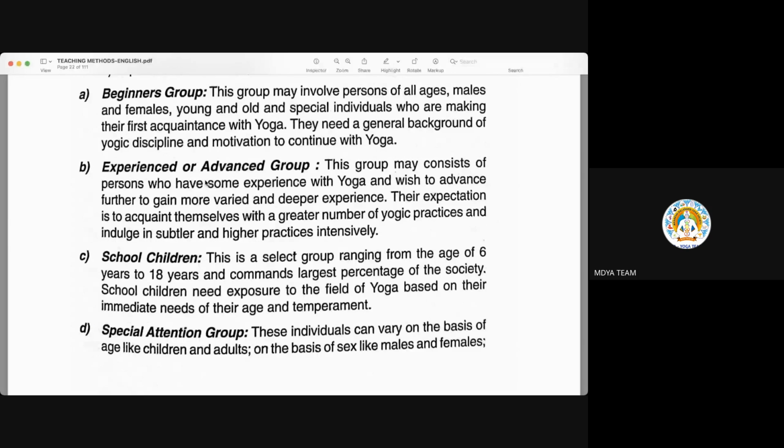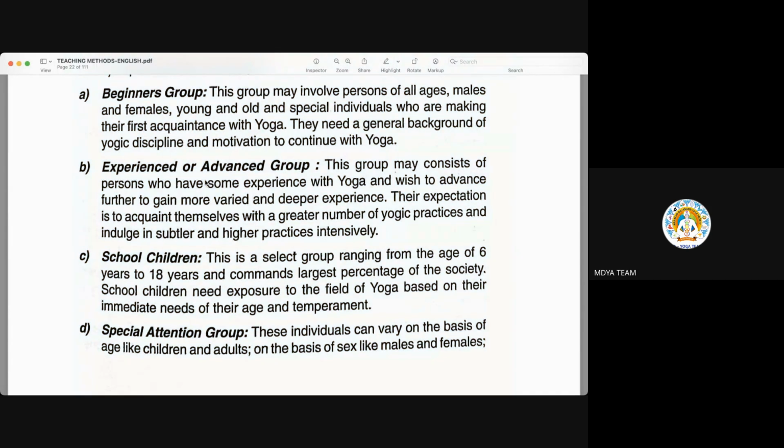You cannot start from the beginning, from the introduction, because they all know what yoga is. So the teacher must know what the student wants, what they desire from a teacher, and then accordingly you have to make the class or group. And then school children.